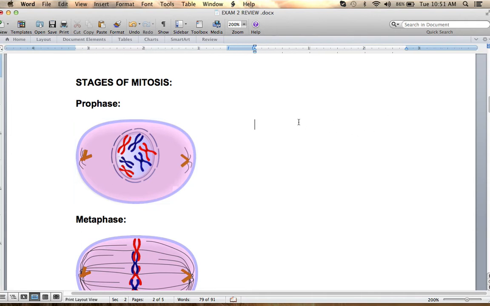So the sister chromatids are bound at the centromere. And remember, like I said, this has already happened. This duplication has already happened before mitosis starts.